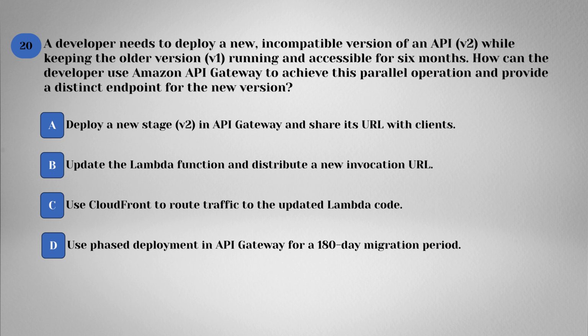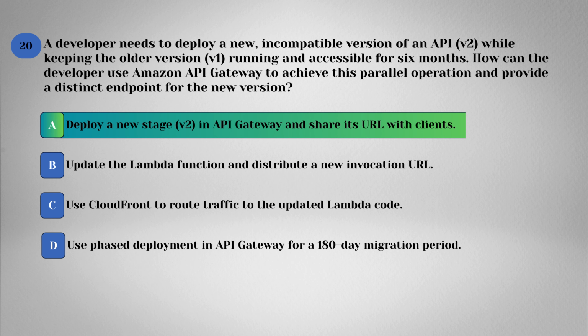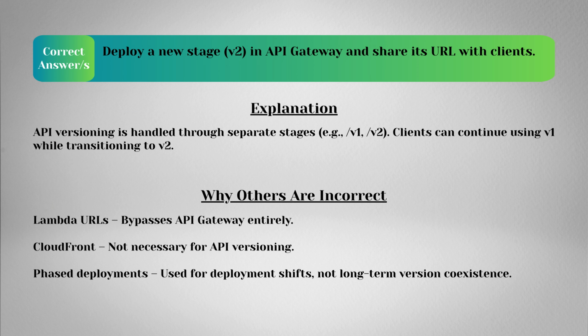Correct answer: deploy a new stage, v2, in API Gateway and share its URL with clients. Explanation: API versioning is handled through separate stages. Clients can continue using v1 while transitioning to v2.